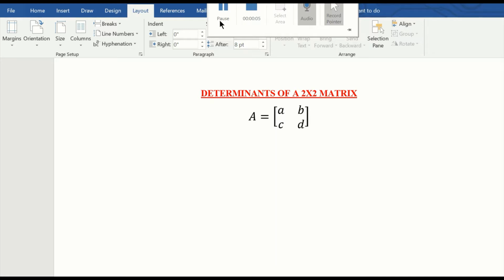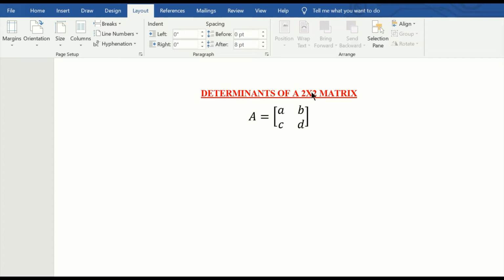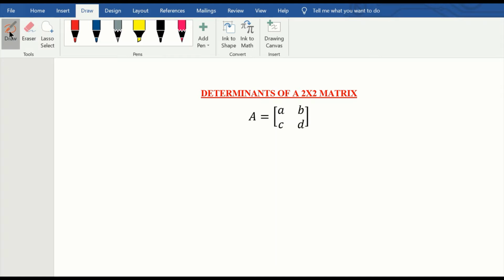In today's video, we shall be looking at determinants of a 2x2 matrix. Now, the determinant of a matrix is the product of the leading diagonal, which is AD, minus the product of the non-leading diagonal. So AD is the leading diagonal, while BC is the non-leading diagonal.